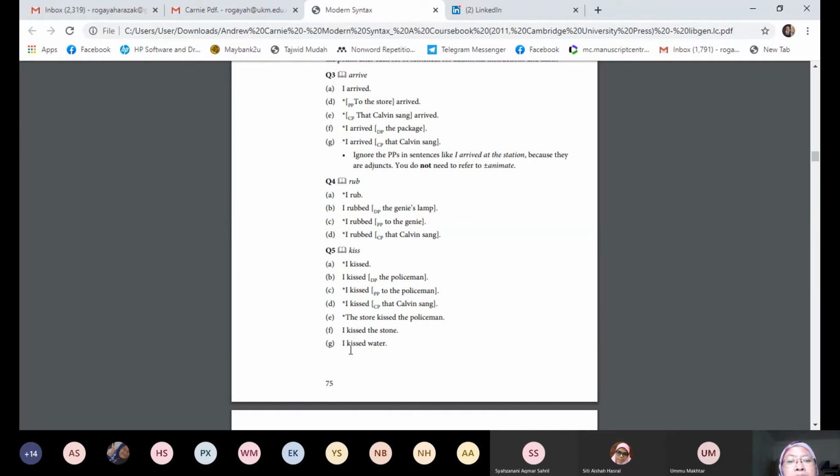Kiss the policeman. Okay. I kiss the stone. Perfectly fine. Maknanya I is animate, but the object can either be animate or inanimate. It can be a person, it can be a cat, animate. It can be a stone, inanimate. So I kiss the stone is fine. I kiss water is also fine.